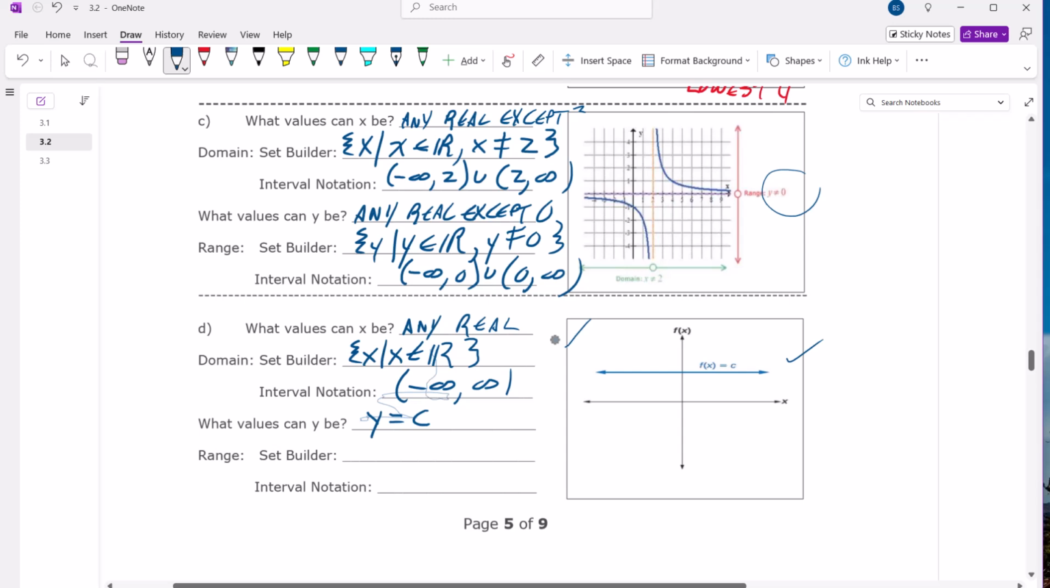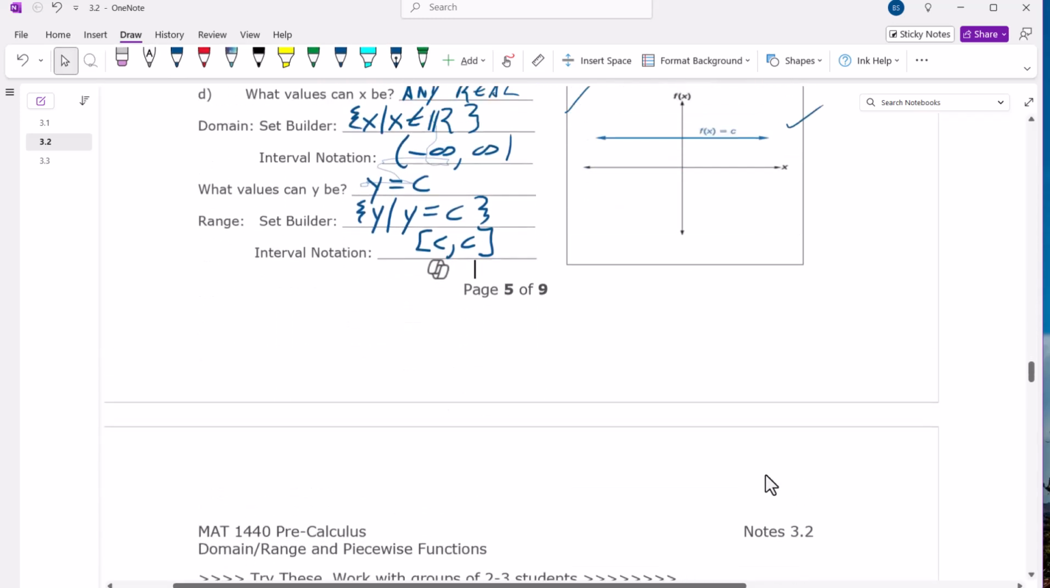Okay, range. Set builder, now what's weird on this, you just say set of y such that y is equal to c. Okay, interval notation's weird. You just say bracket c comma c. You have to use brackets to include the c, so that's how that goes.